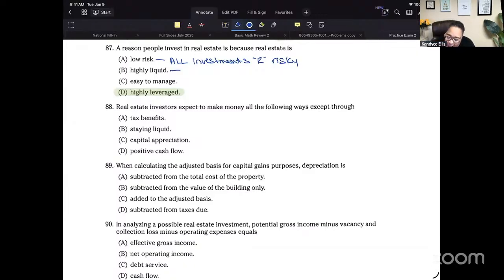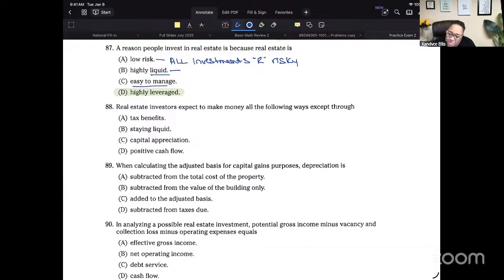It's not highly liquid because liquid is how fast you can put your hands on the cash, the value of the house. If you have stocks, make a phone call in the next day or so, you can get your money. But the money in a piece of real estate, you've got to find somebody that wants to buy it, then wait for closing. So it's not very liquid.